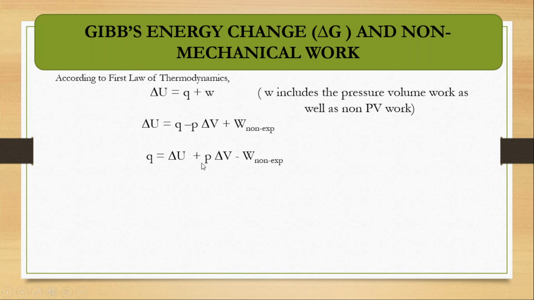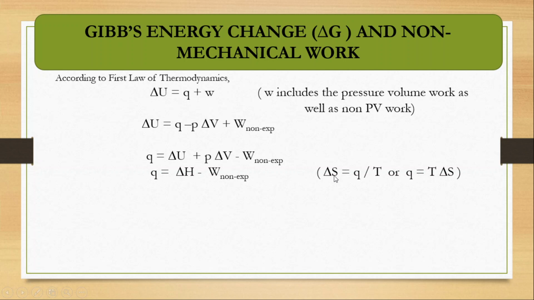So delta U plus P delta V can be written as delta H. We have discussed this in our earlier cases. So delta U plus P delta V can be written as delta H. Clear? Now this Q we are going to substitute.